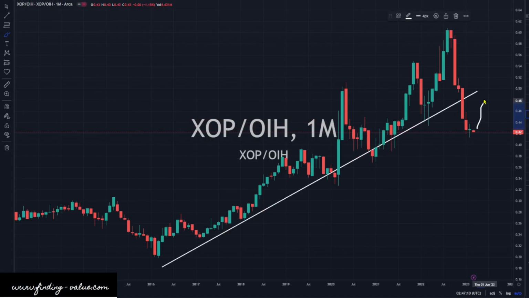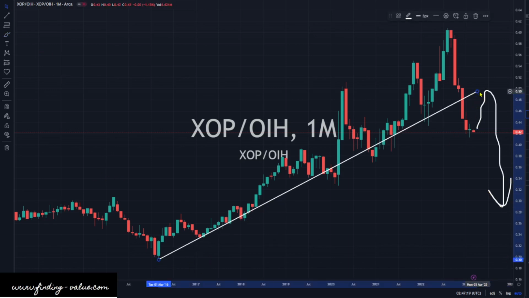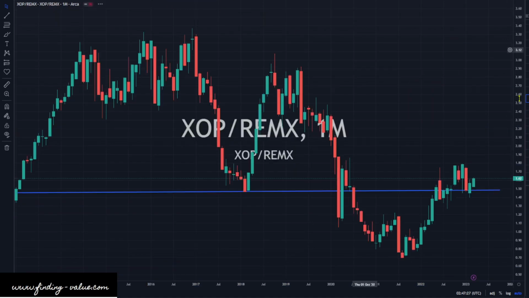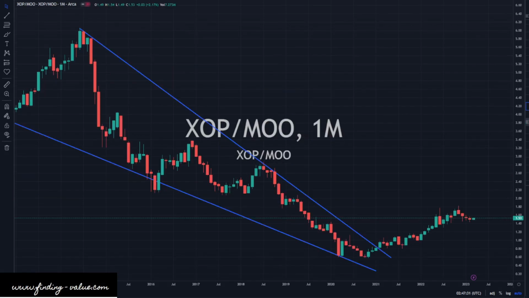There could be a move higher here before it comes back lower, which is a retest move. So generally what you get is you break out of these patterns here. It looks more like that. You break out of this trend line pattern, you come on up, you do a retest, and then you break lower. So that's what we've got for XOP versus OIH, and I think OIH will outperform.